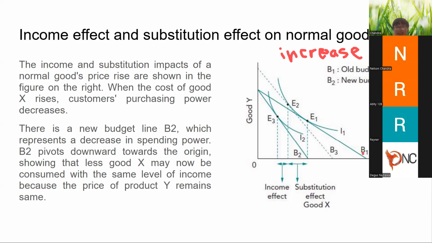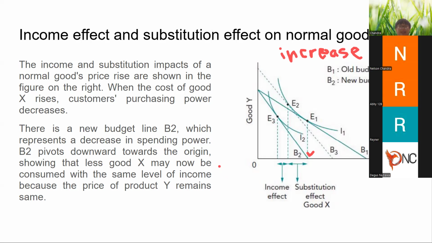will pivot. There will be a pivoting situation. It will pivot to the left to budget line 2. And when this happens, it means what? There are two things that are going to happen. The first is the substitution effect and then the income effect. One is called the substitution effect and the other is called the income effect.